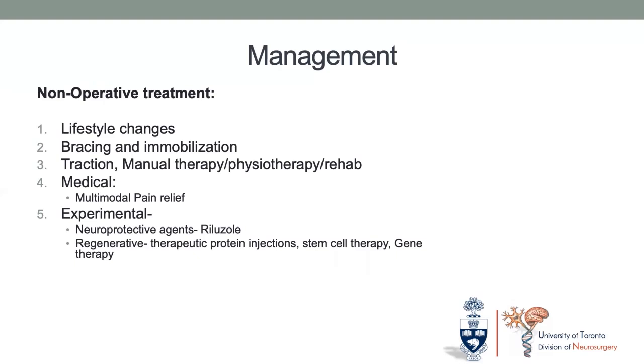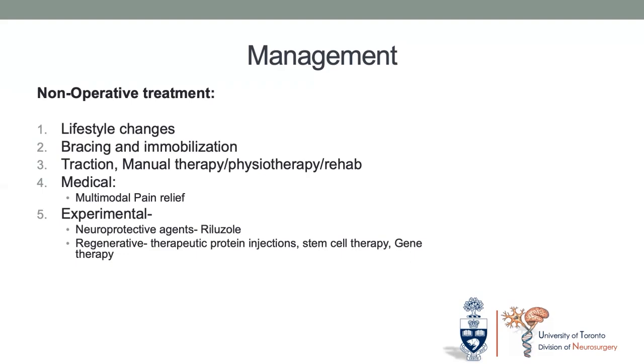Third, the pain is often a large part of the morbidity experienced with these patients, and a multimodal approach to pain early on using a combination of non-steroidal anti-inflammatories, neuropathic pain agents, acetaminophen, and local anesthetics may help reduce narcotic dependence. There's also other experimental therapies that can be used.